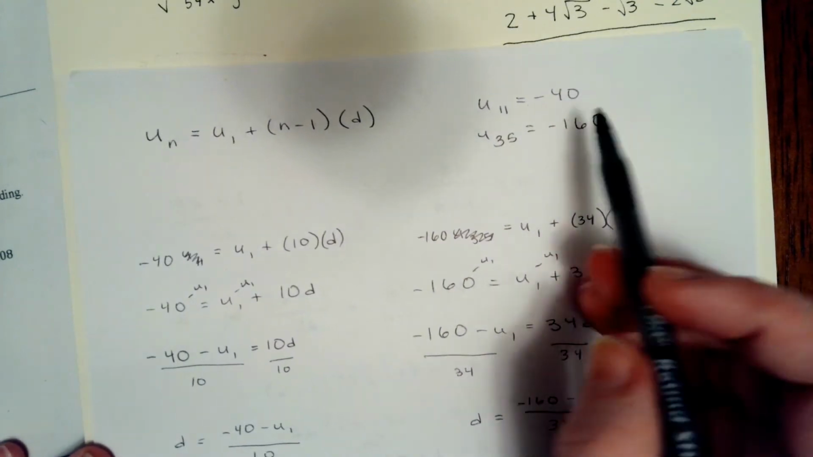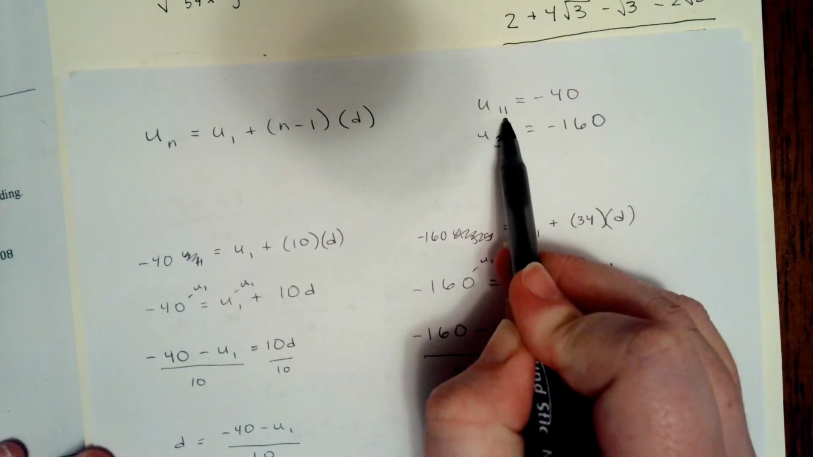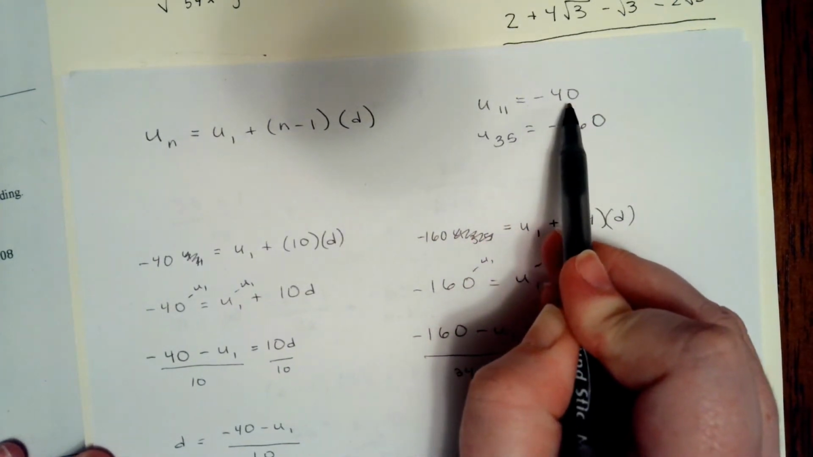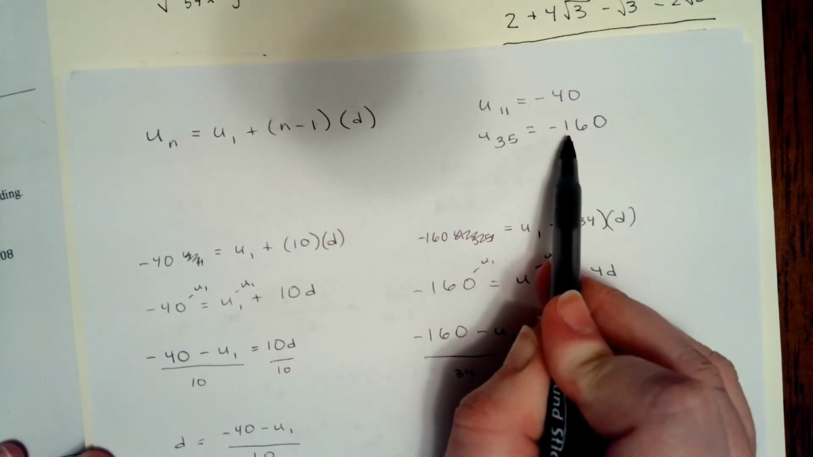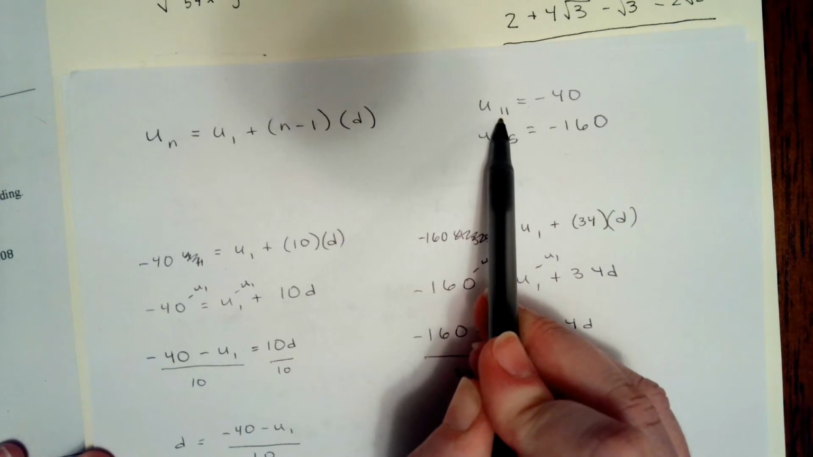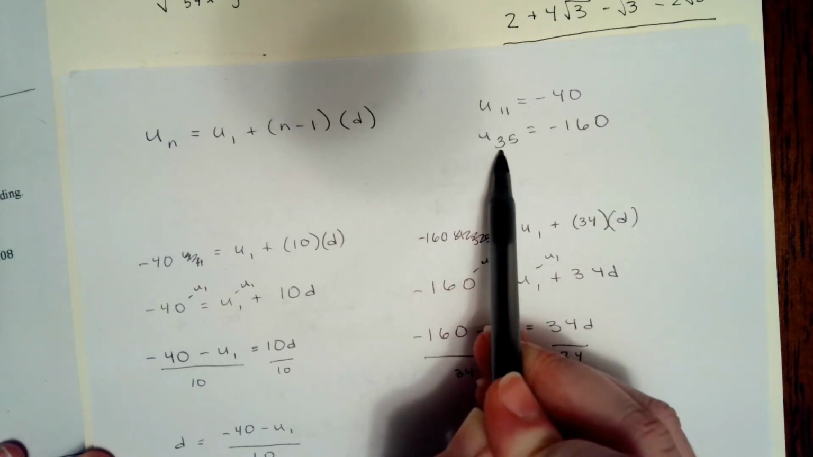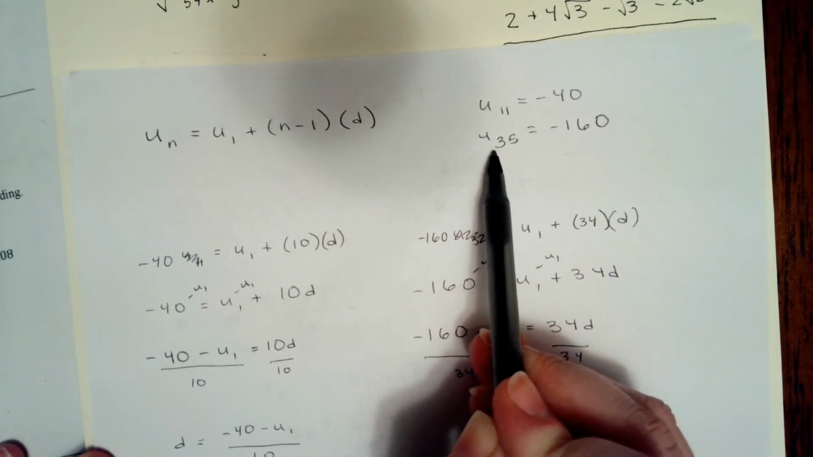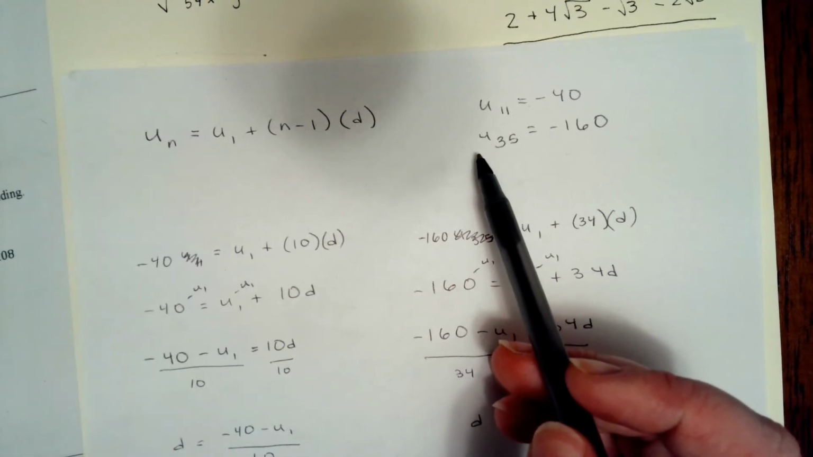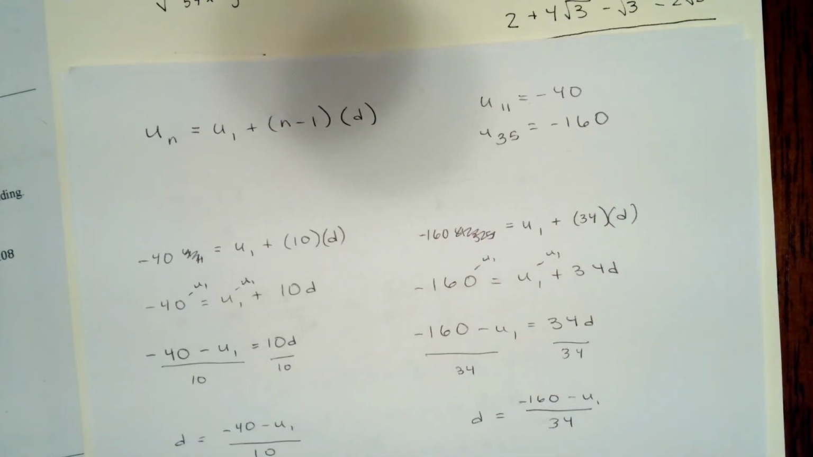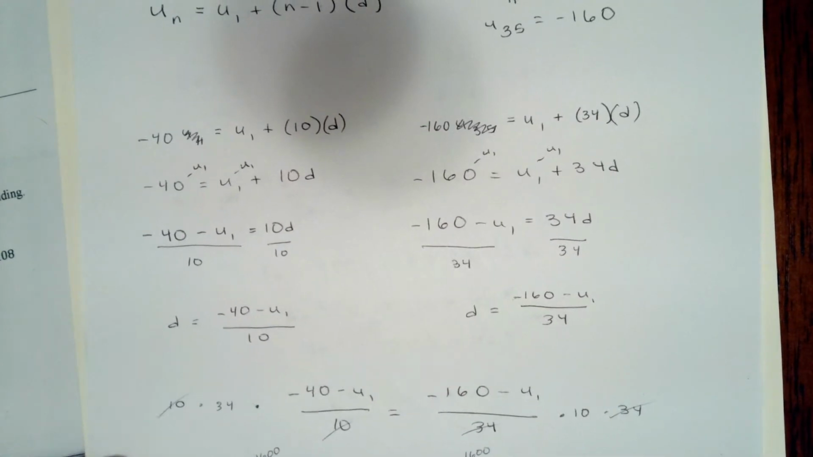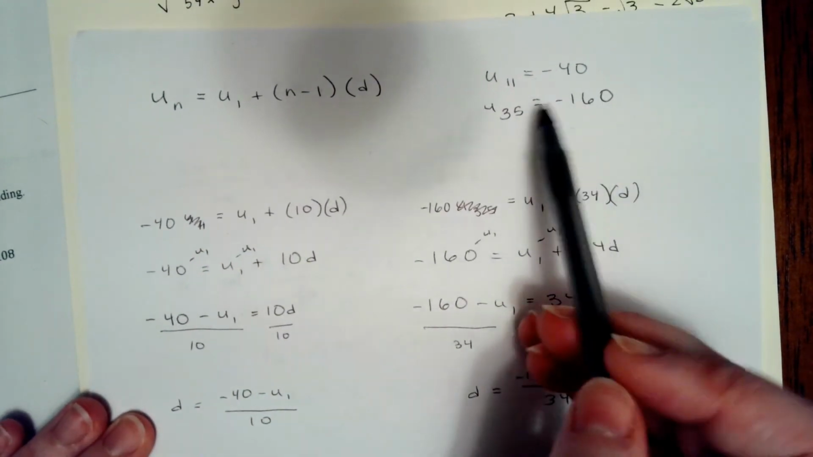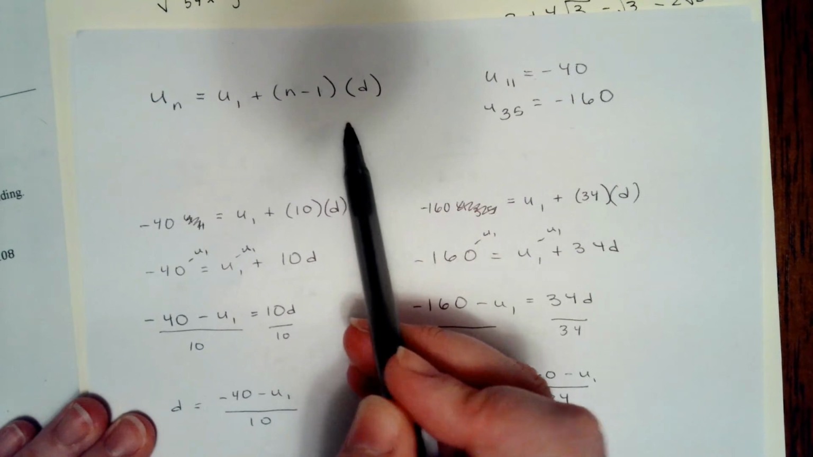And we're given U of 11 equals negative 40, and U of 35 equals negative 160. So we know our 11th term is negative 40, our 35th term is negative 160. Okay? Now, our first step is to substitute our knowns into our formula.